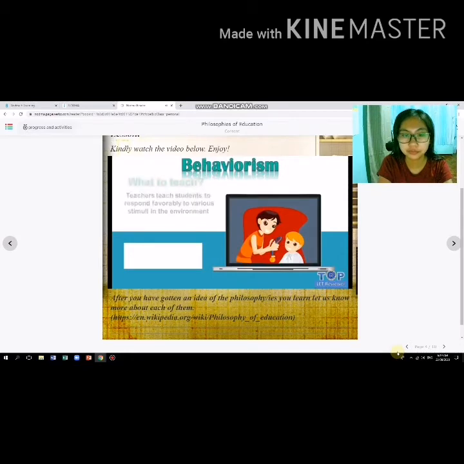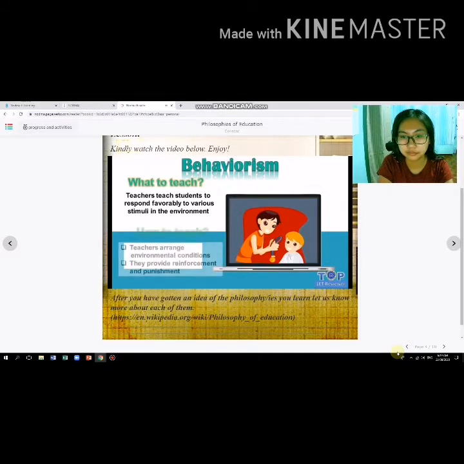Behaviorist teachers teach students to respond favorably to various stimuli in the environment. Teachers arrange environmental conditions so that students can make the responses to stimuli. They provide reinforcement and punishment to reinforce positive responses and weaken or eliminate negative ones.